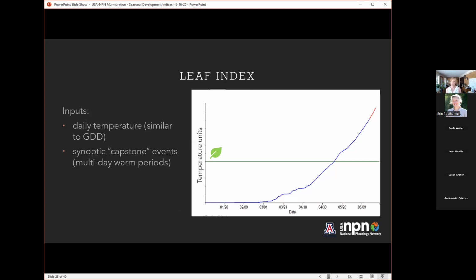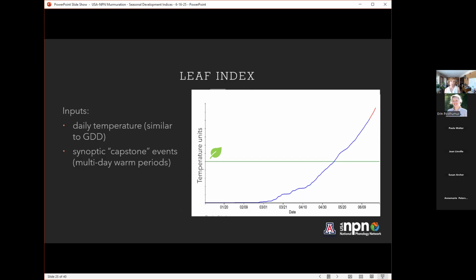And what's cool is that even though it's only lilacs and honeysuckles, those three species that are the inputs to this model actually is representative of activity in a lot of other species that begin activity early in the season, including some birds and some insects too.